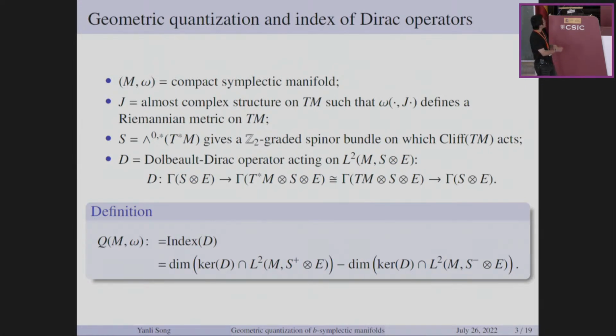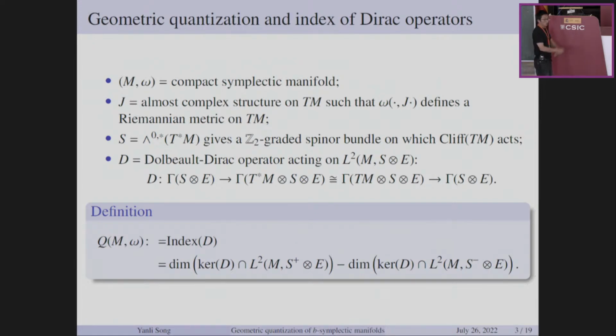S turns out to be Z2 graded, where the Z2 grading is given by the even forms and the odd forms. So it is the Z2 graded spinor bundle. When I say spinor bundle, it really means that the Clifford bundle of TM acts on this bundle, so that at every point, this bundle is an irreducible Z2 graded representation of the Clifford algebra at that point.